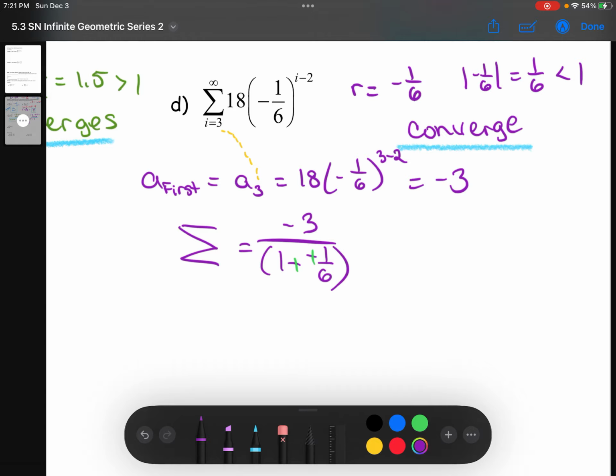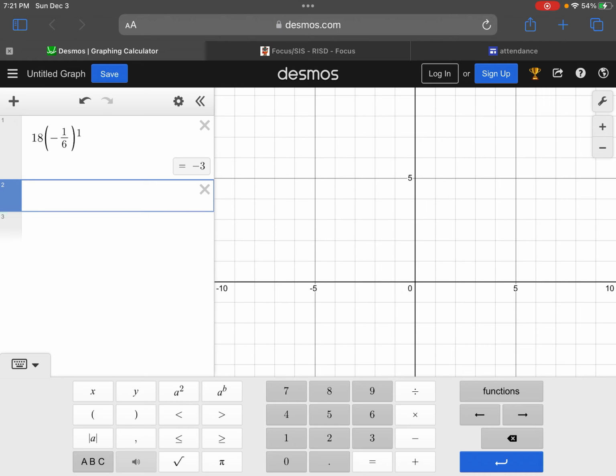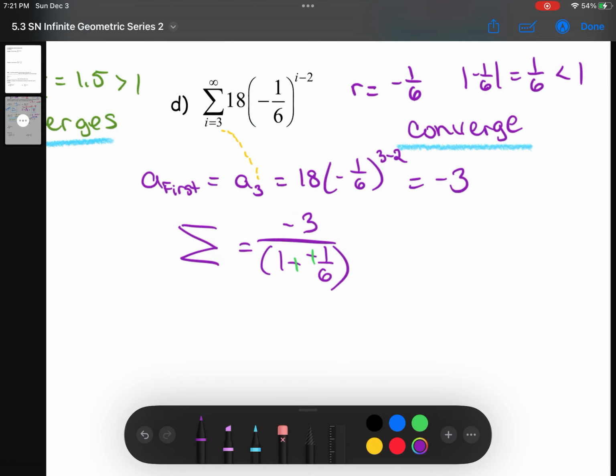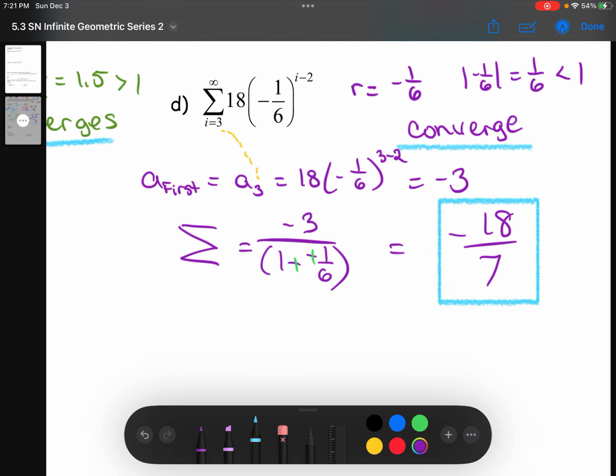Okay, you can put it in the calculator either way, but -3 over 1 plus 1/6. So -3 over 1 plus 1/6. Again, convert that to a fraction. There it goes. Convert that to a fraction, and that is -18/7. So the sum of an infinite number of terms of that series is -18/7.